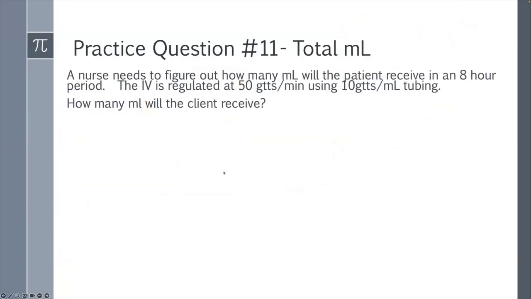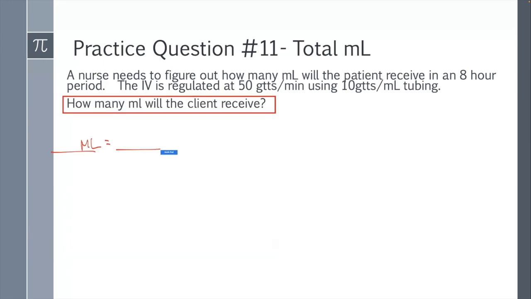The nurse needs to figure out how many milliliters the patient will receive in an 8-hour period. The IV is regulated at 50 drops per minute using 10 drops per milliliter tubing. How many milliliters will the client receive? That is our stem. So again, we're going to solve for milliliters, very similar to the one that we just did. We're looking for milliliters first.